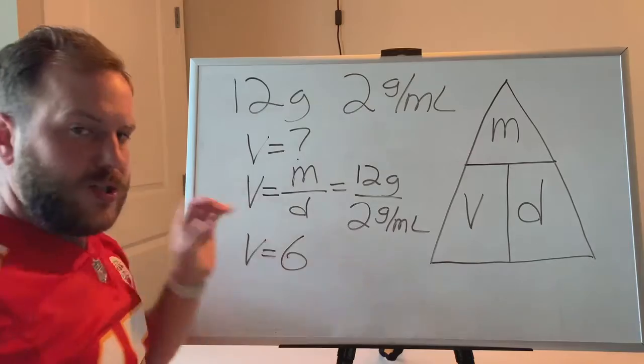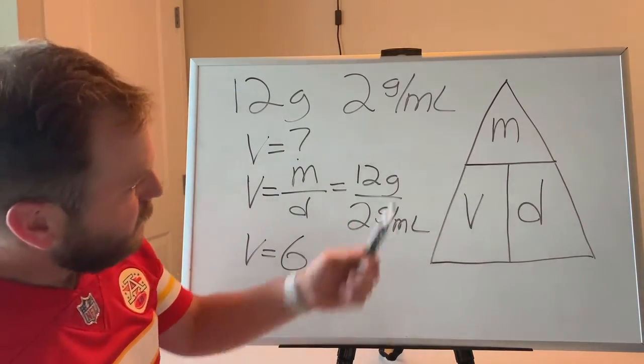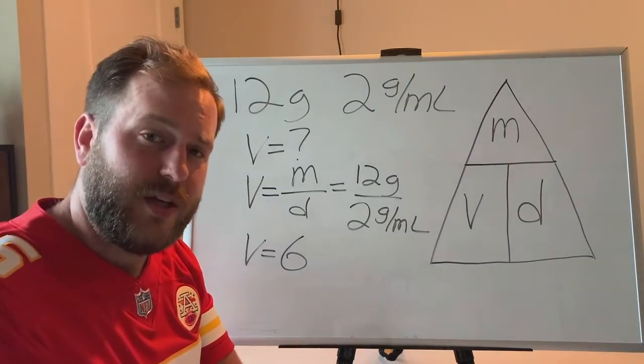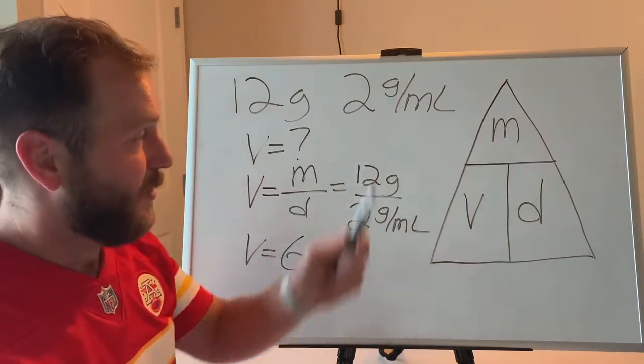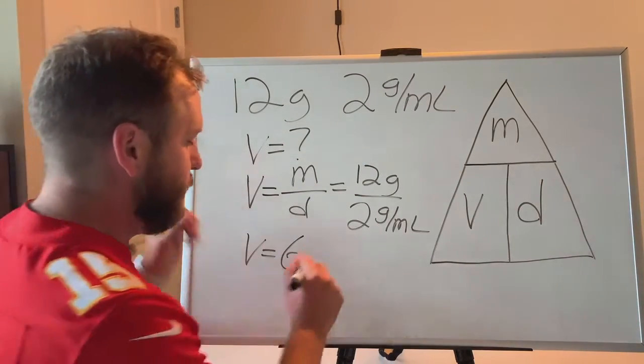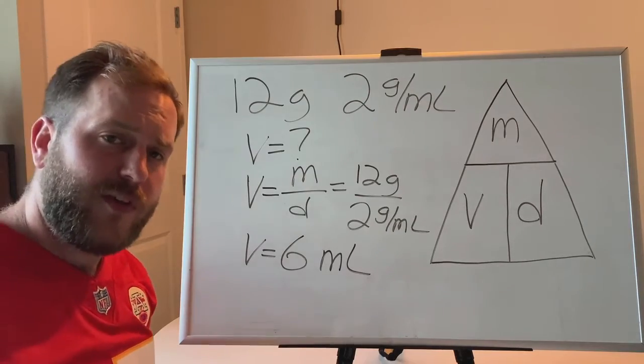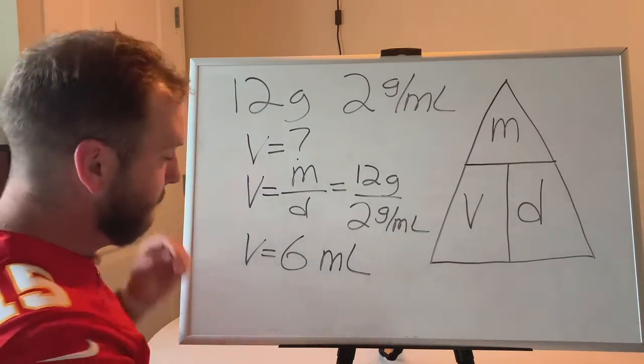And then our unit, we can do some math here if you want to, but honestly, what I prefer to do is I just look at my density unit and say, okay, the top one's mass, the bottom one is volume. So I'm solving for volume. My volume is in milliliters, 6 milliliters. There you go. Hopefully that's what you got. Let's try one more.